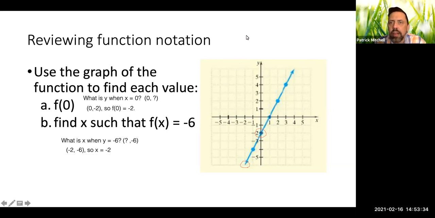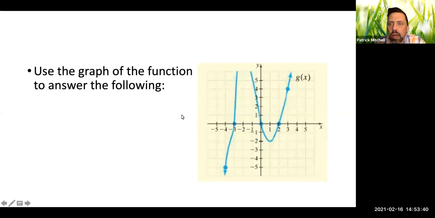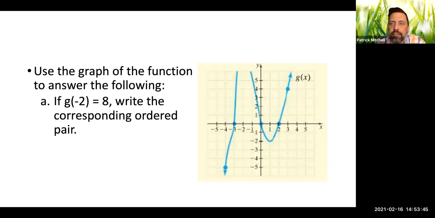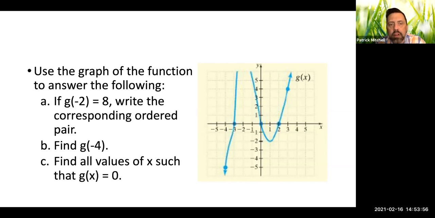All right, moving on to the next problem. Use the graph of the function to answer the following. First, if g of negative 2 equals 8, they want us to write the corresponding ordered pair. And then they want us to find g of negative 4. And finally, they want us to find all values of x such that g of x is equal to 0. So this feels like one of those times where you should probably pause the video and try to do as much of this as you can. And of course, I'll be here waiting when you get back so we can compare notes.